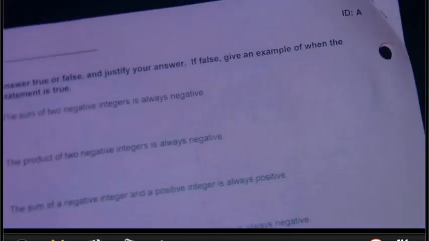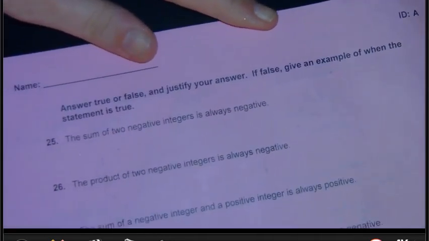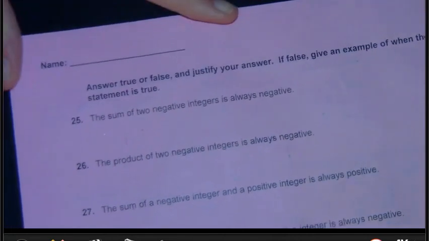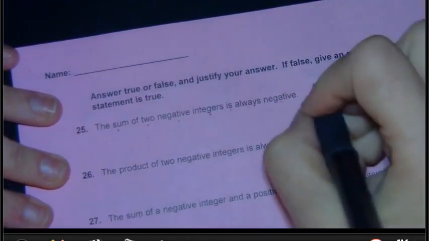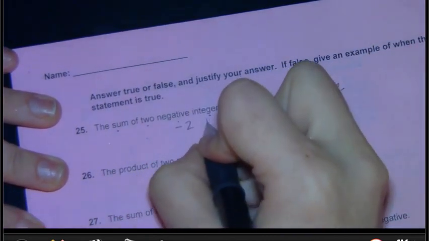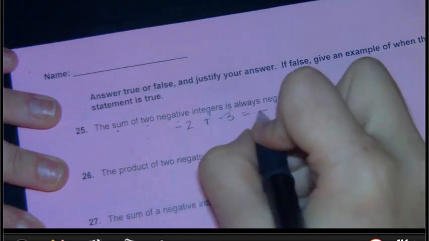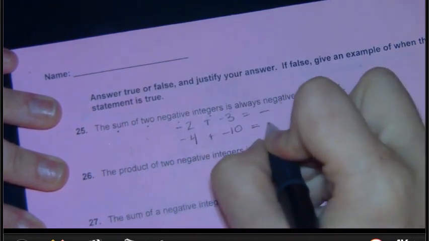All right, and then the last 4, it's asking us to answer true or false and then justify the answer. If it's false, give an example of when the statement is true. Okay, the sum of 2 negative integers is always a negative. This is true. So think about it. Negative 2 plus negative 3, I'm still going to get a negative. Negative 4 plus negative 10, I'm still going to get a negative.